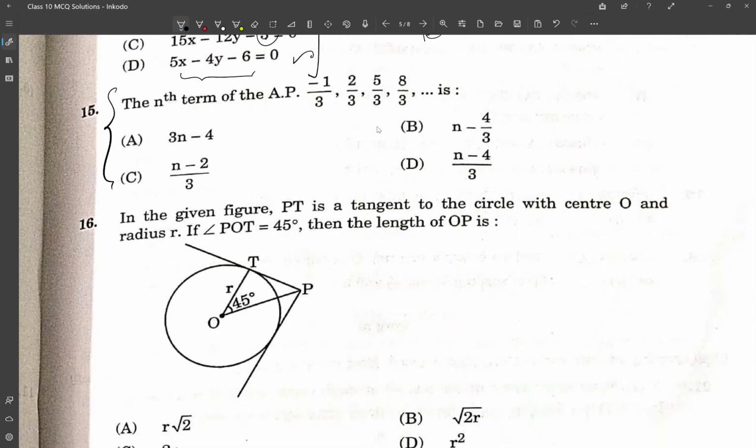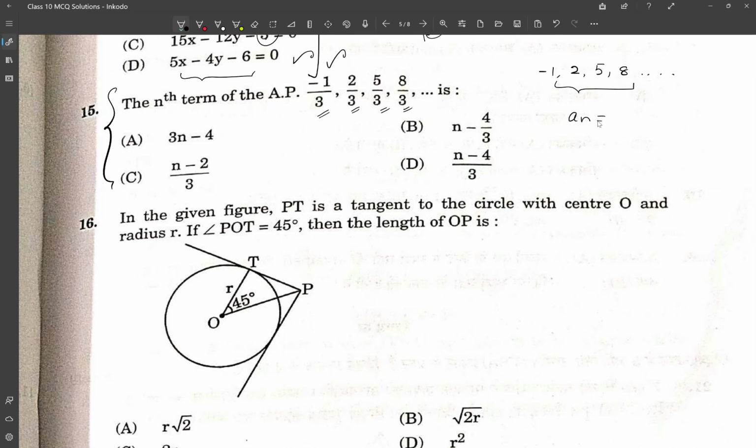This is an AP question. Nth term of the AP is, if you look at all the denominators, they're all 3. So what I'm going to do is take just the numerator part: minus 1, 2, 5, 8, and so on. Correct? Now I'm going to frame an nth term formula for this. This 3 is going to be a constant factor in all of these terms. Now look at only the numerator part.